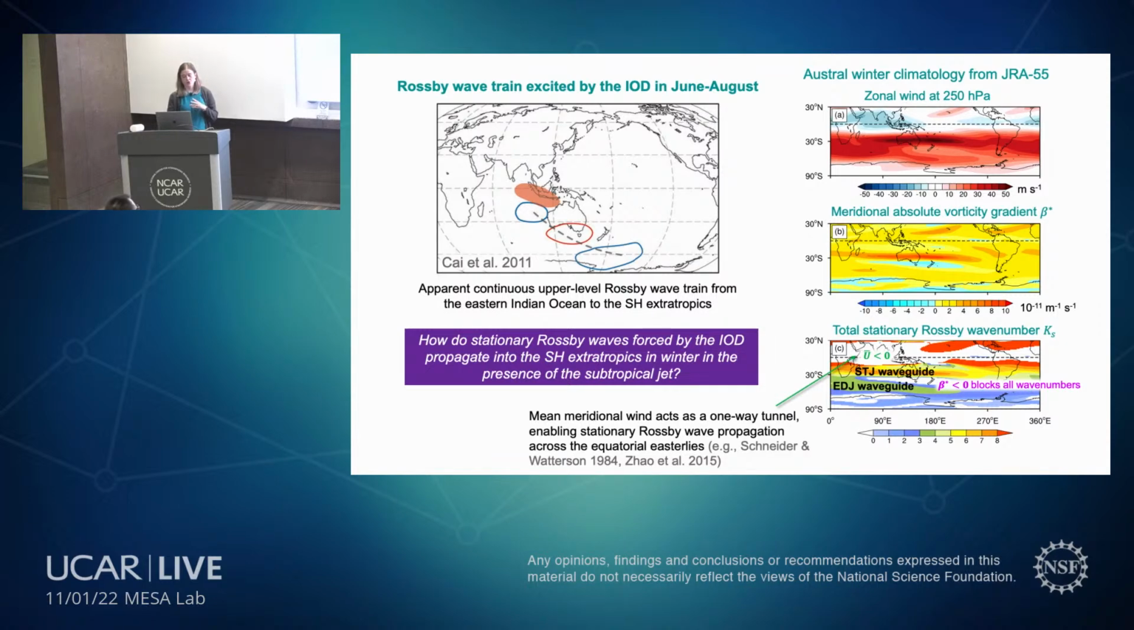And so studies haven't shown how a stationary Rossby wave can overcome this barrier provided by this negative beta star region. There has been some work looking at how Rossby waves can overcome this barrier in the tropics, by including the mean meridional wind. Studies have indicated that cross-equatorial propagation is possible because the mean meridional wind acts like a one-way tunnel from the northern to the southern hemisphere or vice versa. But we were interested in looking at how this propagation across this negative beta star region occurs.